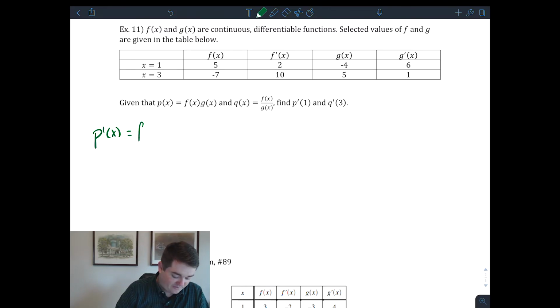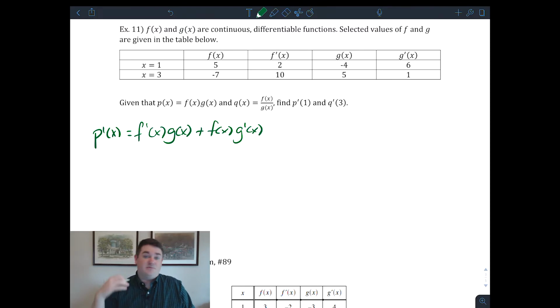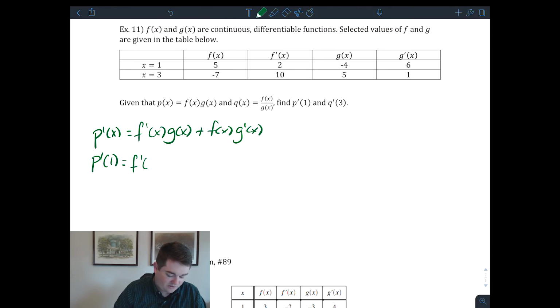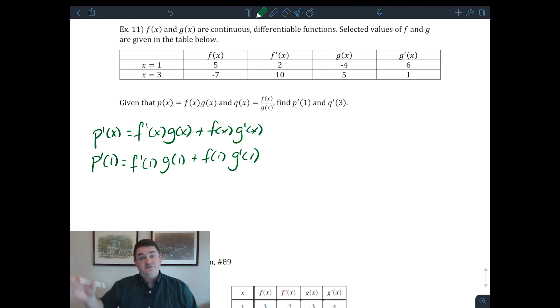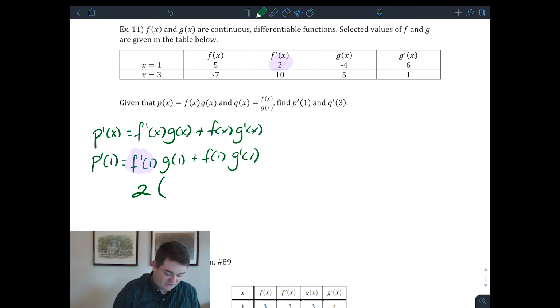So the derivative is f prime of x times g of x plus f of x times g prime of x. And so if I'm asked to find p prime of 1, and I'm just going to go ahead and show all my steps here, p prime of 1 is f prime of 1 times g of 1 plus f of 1 times g prime of 1. I'm just plugging 1 in for all my x's. And now all that's left to do is go into my table and substitute these values in. F prime of 1 is 2 times g of 1 is negative 4 plus f of 1 is 5 times g prime of 1 is 6. Negative 8 plus 30 is 22.